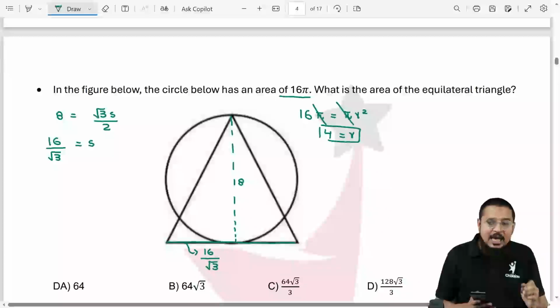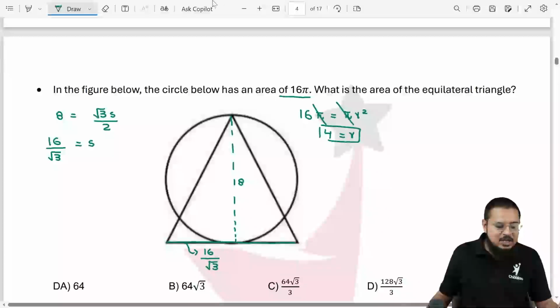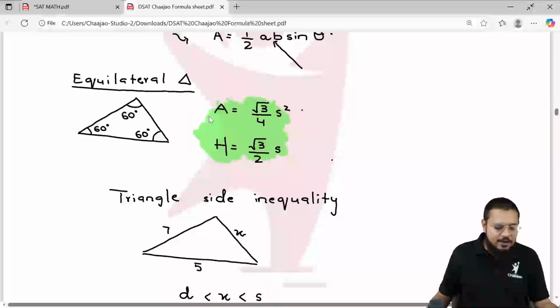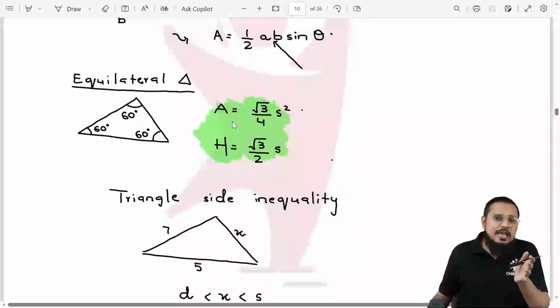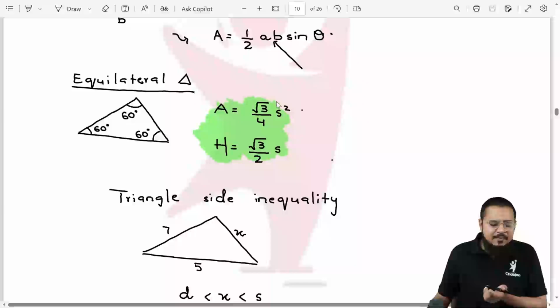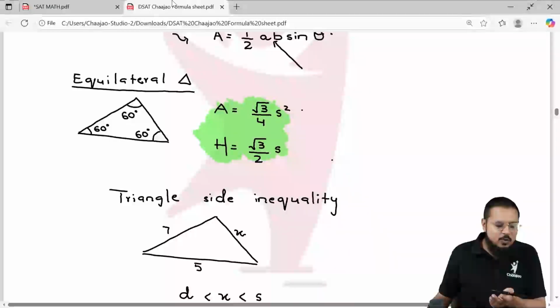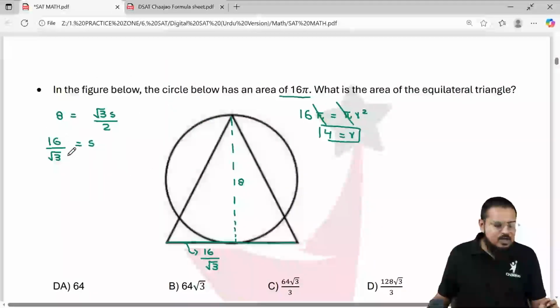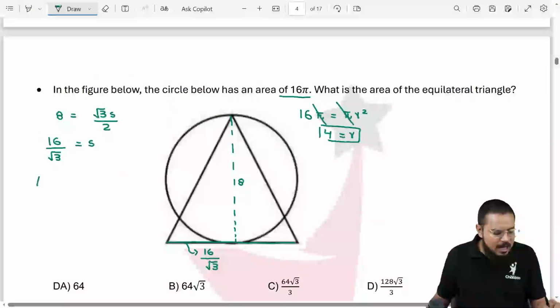And at the same time, I also discussed one of the finest formulas of area of equilateral triangle. By the way, you can use half AB sine C as well, because all the angles are equal to 60 degrees. But again, there's one formula right in front of you: root 3 over 4 s squared, specifically used for the area of equilateral triangle. So you can just put the side length in this formula, root 3 over 4. I'm just basically using simple formulas that I've been using a lot of times in these DSAT questions.